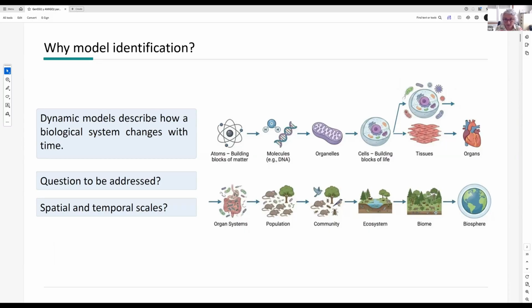So when we want to build a dynamic model, the first critical question is what is the question I want to address? What is the specific result I'm expecting from the model? And the second question is what spatial and temporal scales I would need to define that model.